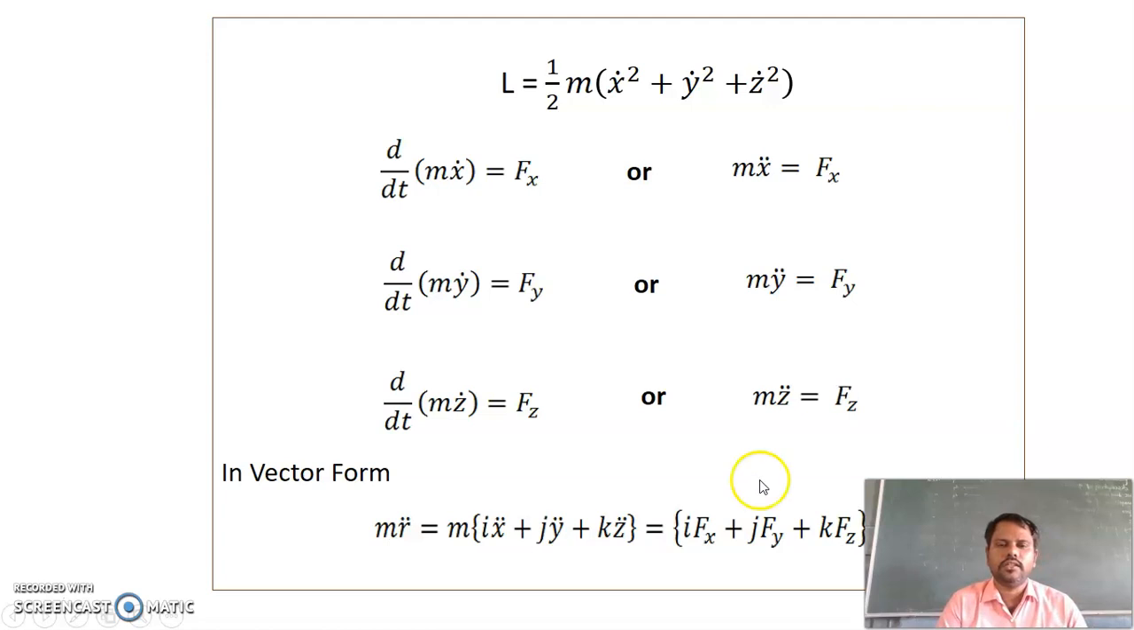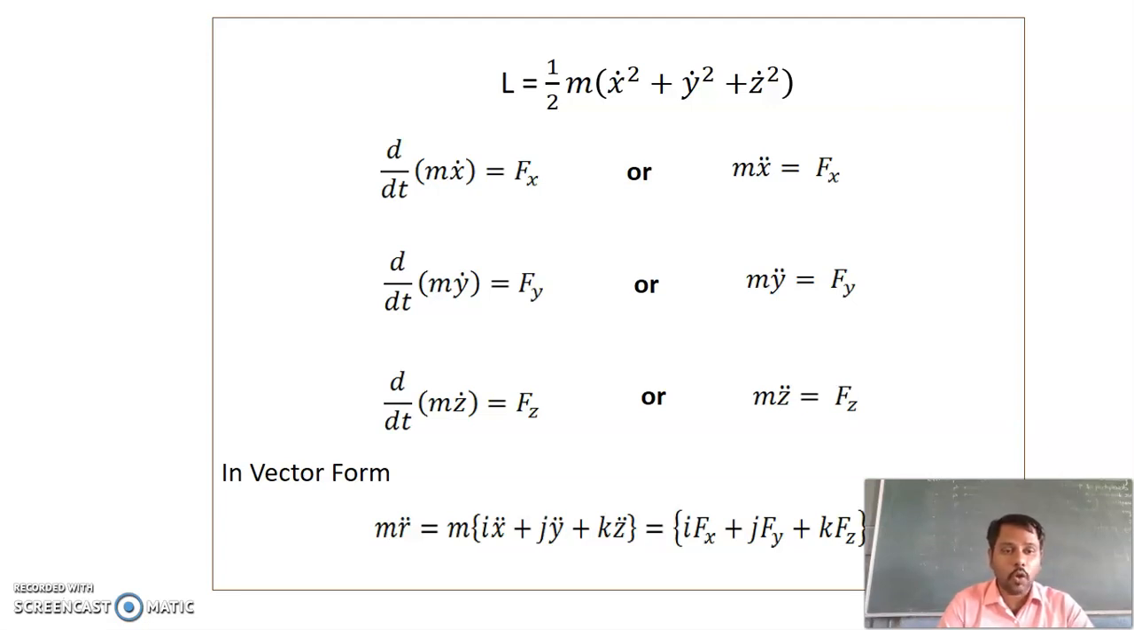In general, these forces Fx, Fy, Fz can be rewritten as m r double dot is equal to i Fx component plus j Fy component plus k Fz component, that is equal to F. Therefore, F is equal to m r double dot, which is nothing but Newton's second law of motion in terms of acceleration. That is, F is equal to mass into acceleration.